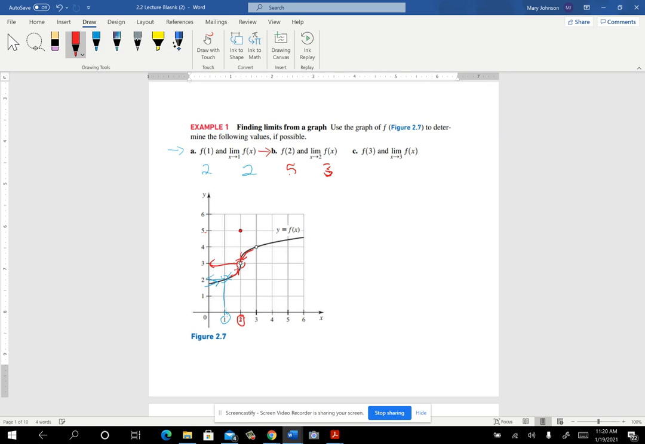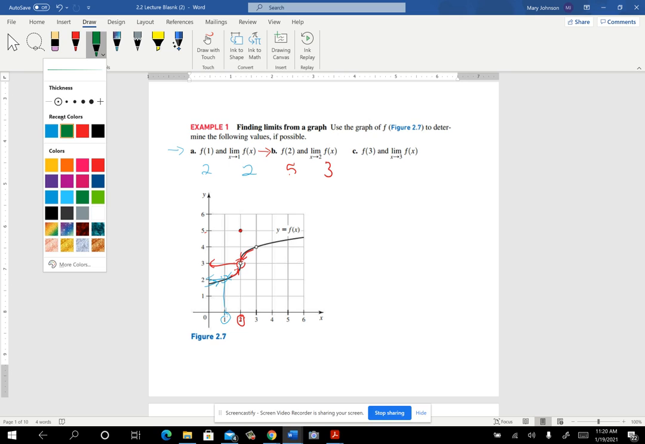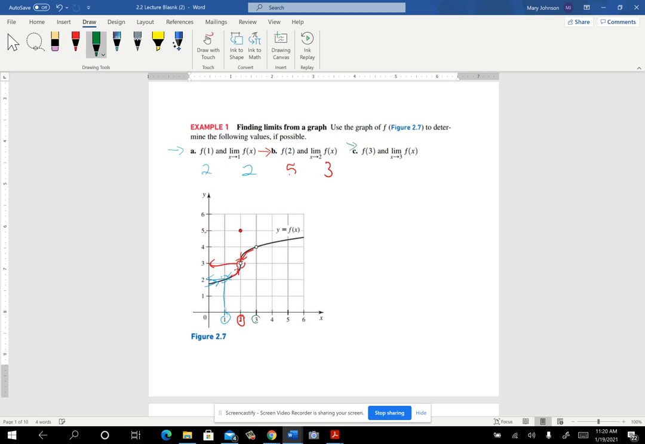All right, now my pen does not write smoothly. I have to get it just right. All right, now let's look at an x of 3. So let me change to green for this one.